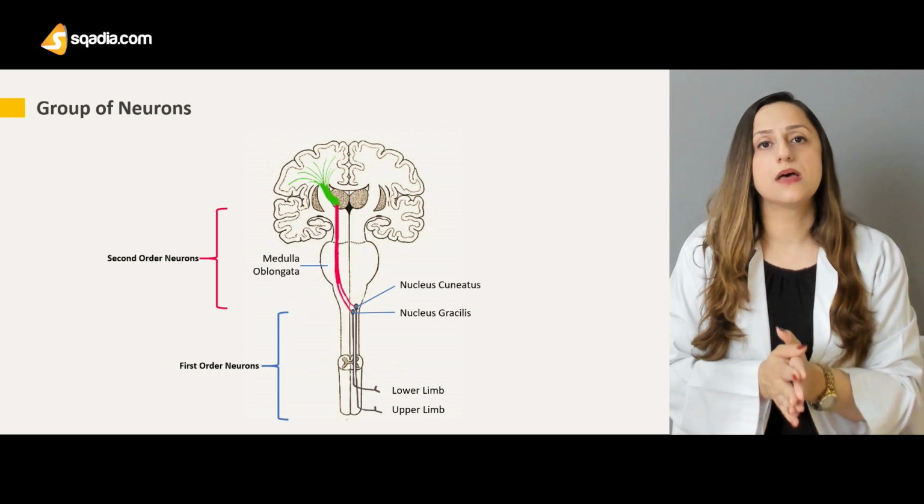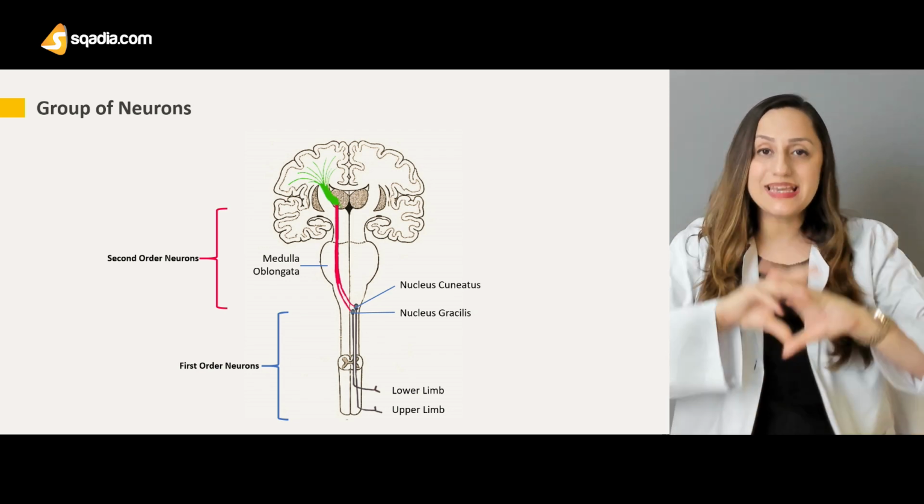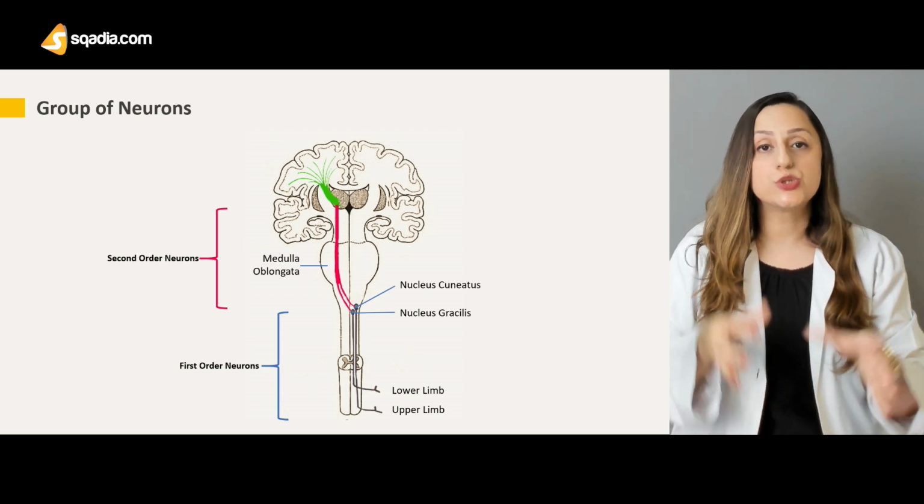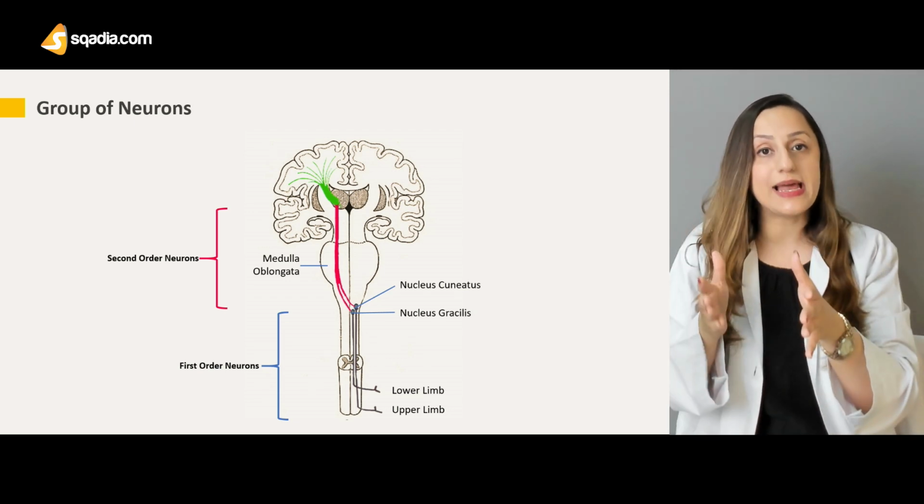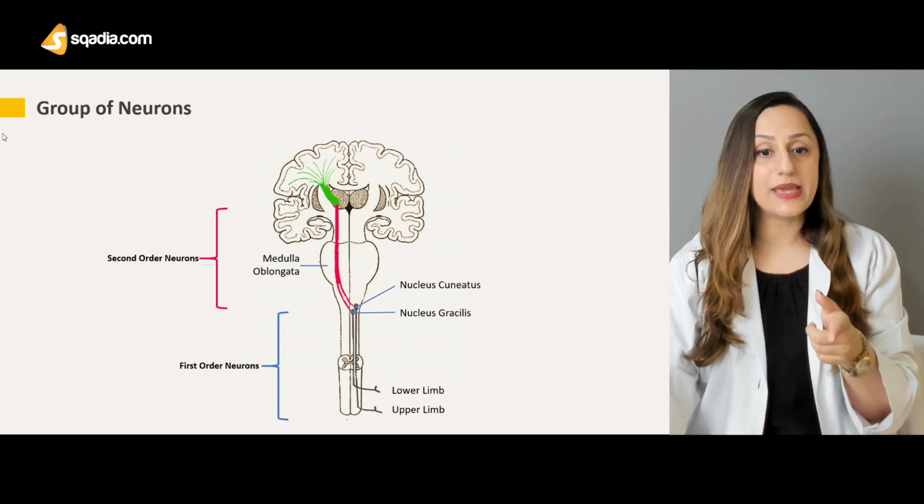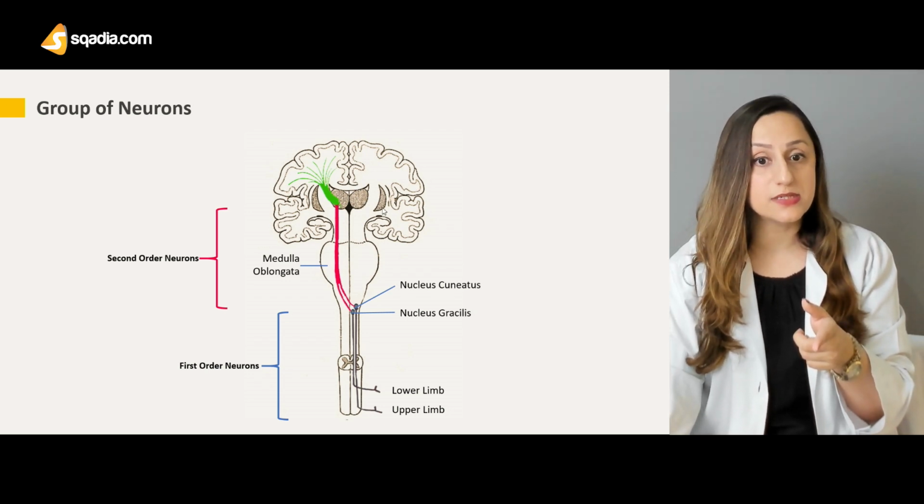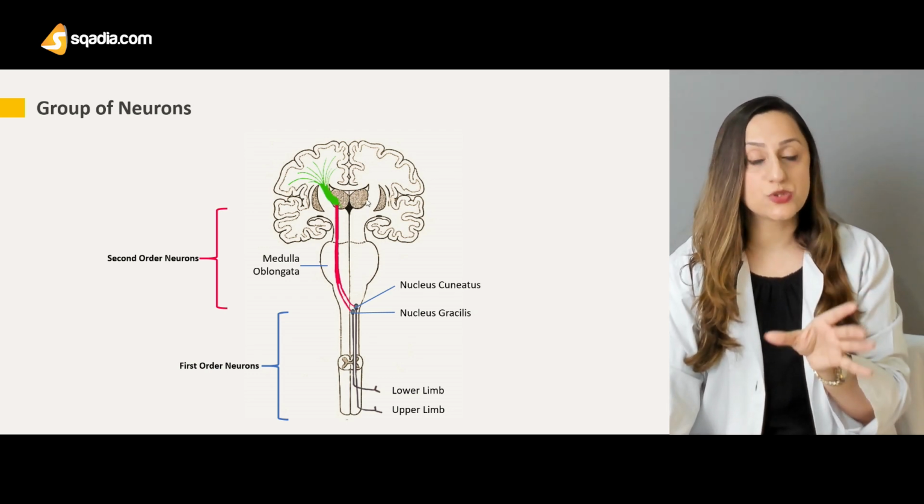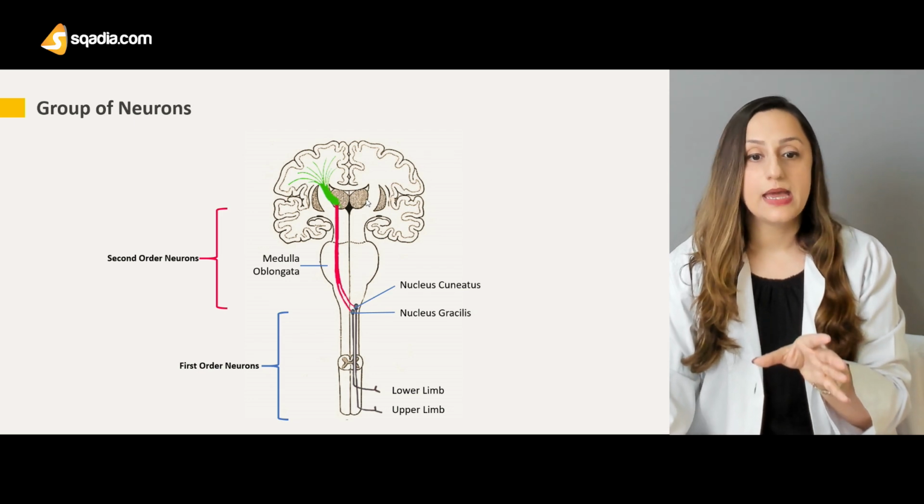One of the examples of the commissural fibers, the biggest commissural fiber in the brain, is the corpus callosum, which is basically connecting the two cerebral hemispheres. We all know that we have these two cerebral hemispheres, the right one and the left one, and they're being interconnected by the fibers which are known as the corpus callosum.